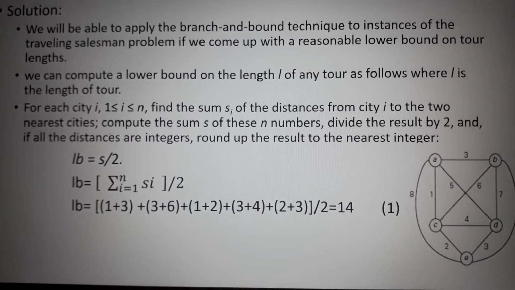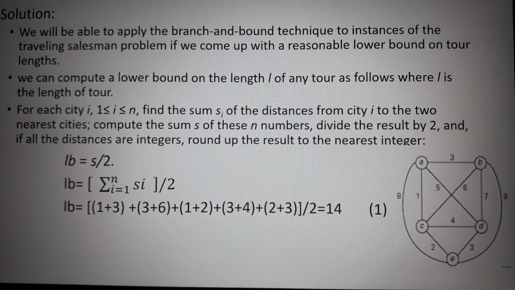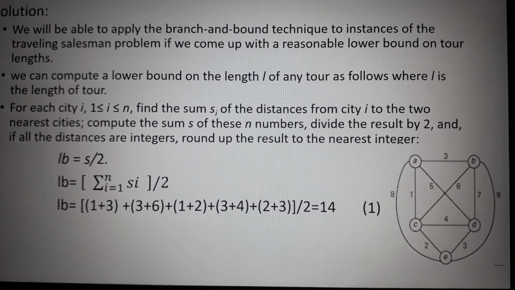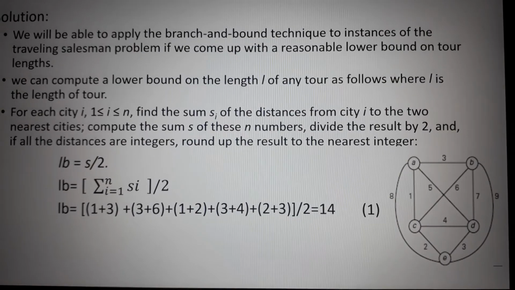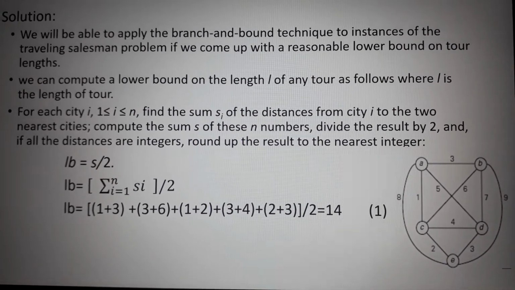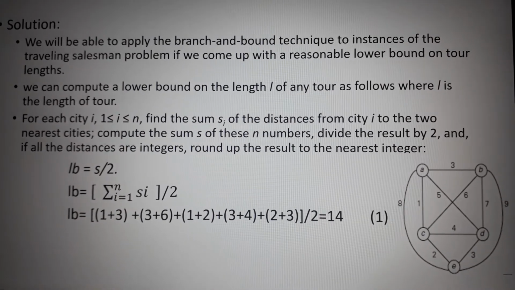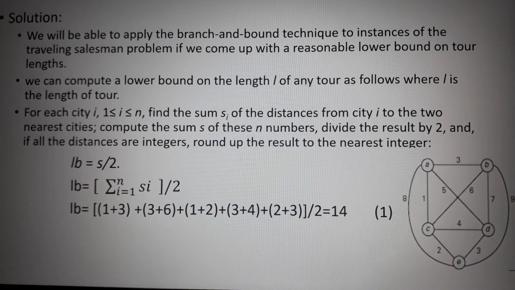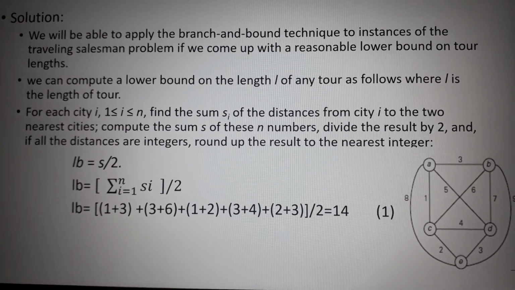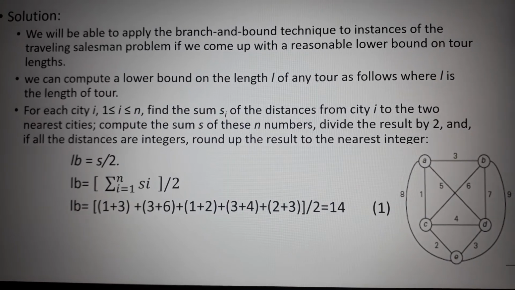Solution. We will be able to apply the branch and bound technique to instances of the traveling salesman problem if we come up with a reasonable lower bound on tour lengths. So we need to find a lower bound on the tour for the traveling salesman problem. We can compute a lower bound on the length L of any tour as follows, where L is the length of the tour.